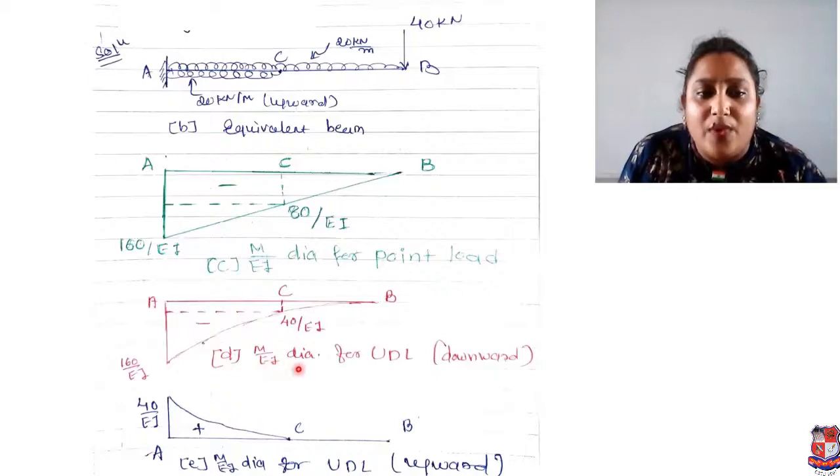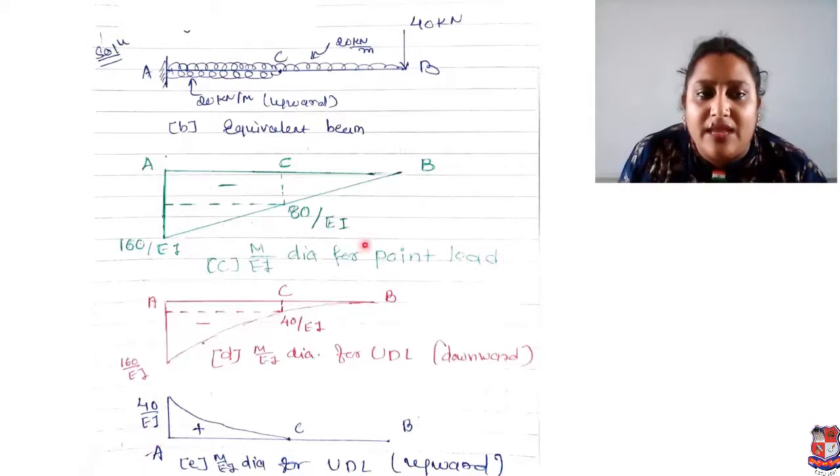Okay, so the M upon EI diagram for UDL downward. Here at point C it is 40 upon EI, and at point A 160 upon EI, right? And for the upward 20 kilonewton per meter UDL from A to C point, our M upon EI diagram for UDL will be in that portion. Okay, so it is 40 upon EI.